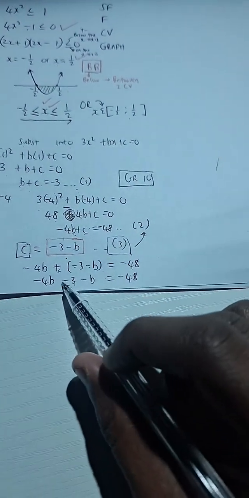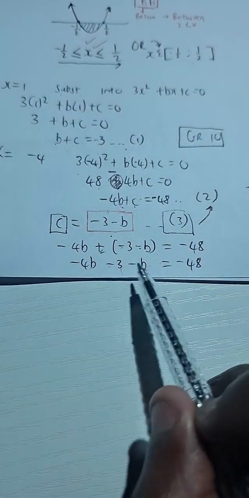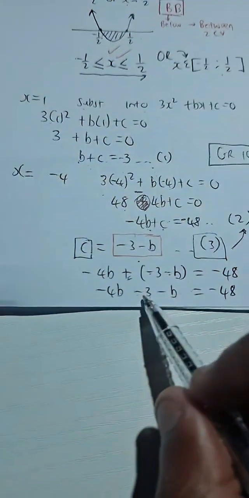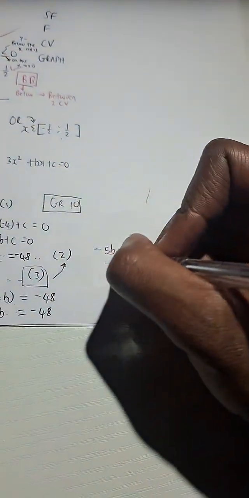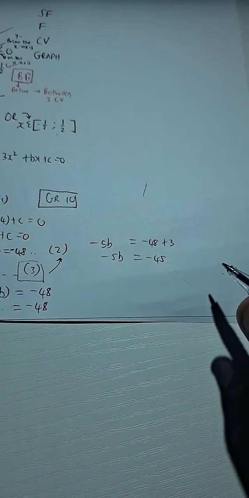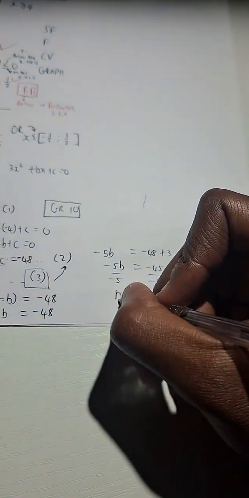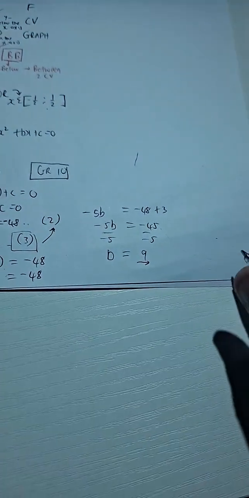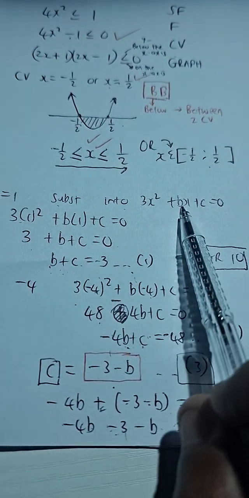Then, of course, guys, we isolate the B's. We're going to get -5B on the left-hand side, -4, you see? And then we are saying -48. We take the -3 over plus 3. That gives us -45. So -5B is equal to -45. We divide both sides by -5. We get B is equal to what? Positive 9. So that means this B is 9.